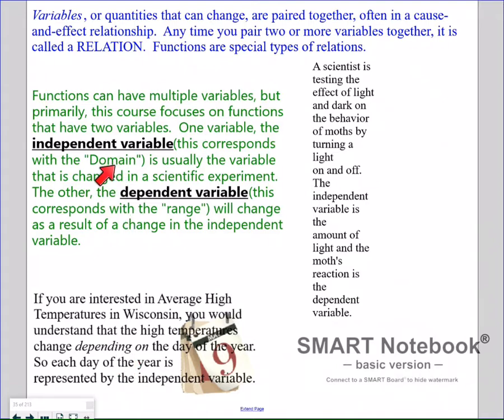The domain would be any number from 0 to 365 because there's 365 days in a year. The dependent variable will be the temperatures, the average high temperatures in Wisconsin. The range would essentially be the coldest we generally get in Wisconsin, let's say negative 10 degrees on average. That's a little low. But then the highest average temperature could be like 85 degrees. That would be the average high in the summertime. So the range would be numbers from negative 10 to 85, whereas the domain would be numbers from 0 to 365.